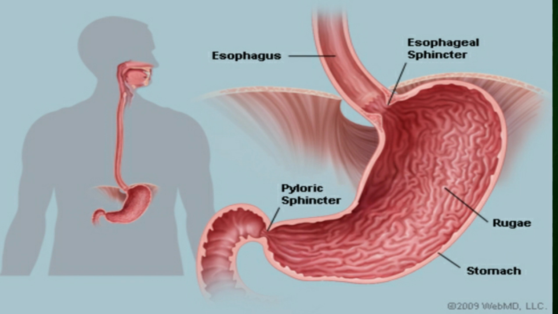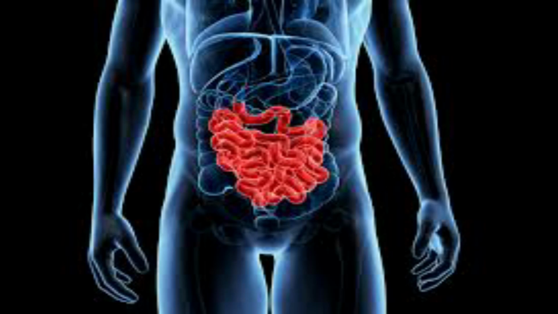When food is leaving the stomach, near the opening of the small intestine, there is a muscle called the pyloric sphincter muscle, because it is present near the pylorus. That's why its name is pyloric sphincter muscle. So this is about the stomach.